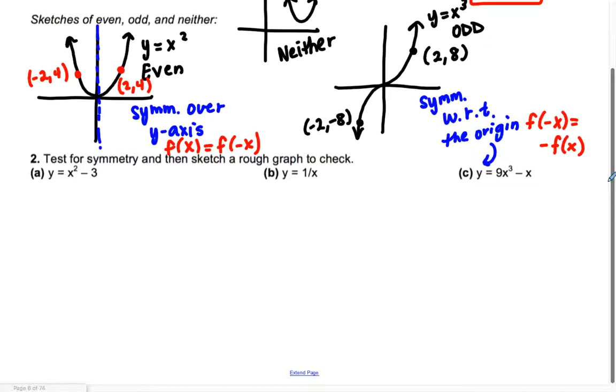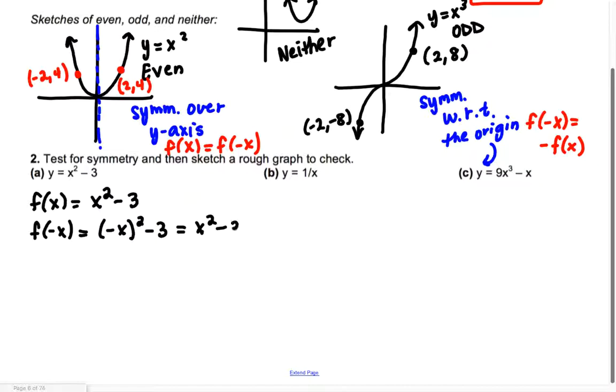So the way that math textbooks and so on have you do this is they have you actually plug in x, which would be x squared minus 3, and then they have you plug in negative x, which, if I have a negative x and I square it, it's the same as x squared minus 3. So we got the same thing. We got x squared minus 3 for both of them. Okay, that means it's an even function.